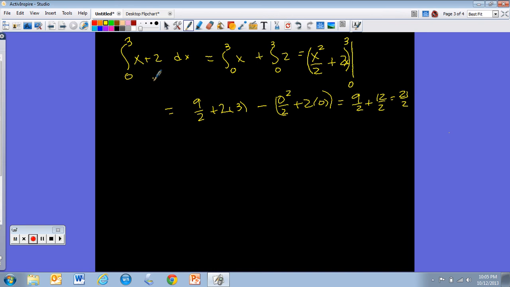can call that area. And the reason we can call that area under the curve is because if I sketch x plus 2, well, let's change colors here. If I sketch this out, it looks a little something like that. A little something like that. But we're cutting ourselves off from 0 to 3.